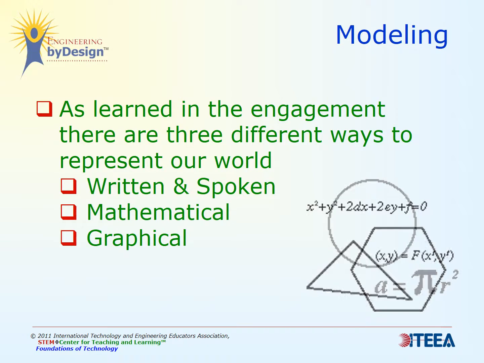Modeling. As we learned in the engagement, there are three different ways to represent our world. You have written and spoken words. You have mathematical, like formulas we use. We just used a formula, V equals IR, for Ohm's law. Graphical, where you actually graph out what is happening. So, three different ways to represent our world.